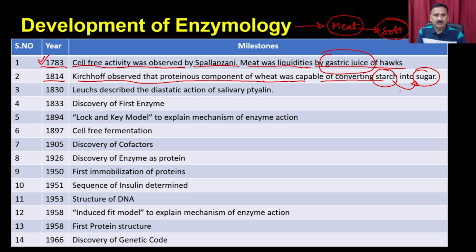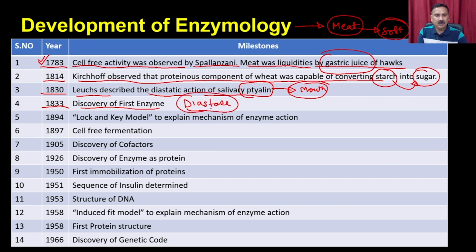And then in the year 1830, Lewis described the diastatic action of salivary ptyalin. This is another enzyme present in our mouth, the buccal cavity, and it is also responsible for the same activity, converting starch into sugar. And then in 1833, we discovered the first enzyme. The first enzyme is diastase, right, one of the digestive enzymes.